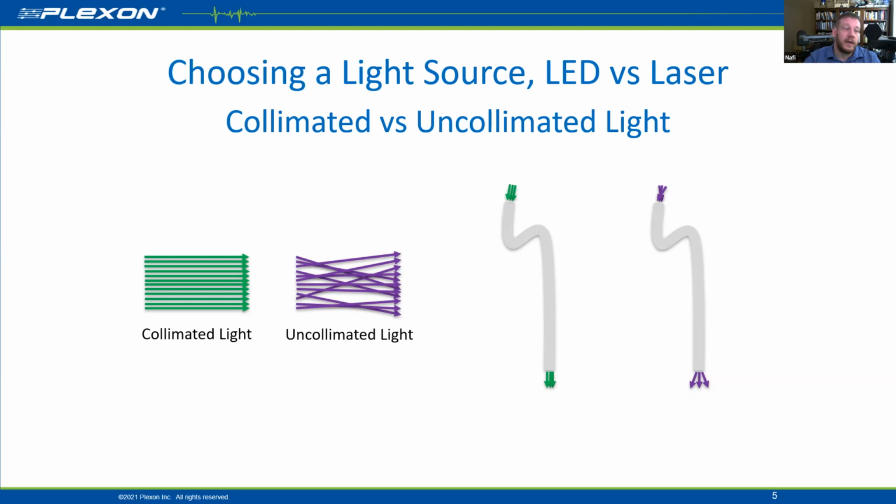So depending on your experiment, this could be an advantage or a disadvantage. If you are trying to target a very small area that's roughly the width of your fiber, then a laser will allow you to really just focus it on that area and only deliver light to that specific region. Whereas if you're trying to stimulate a more diffuse area, the light from an LED will exit the fiber at a multitude of angles, allowing you to stimulate a larger region.